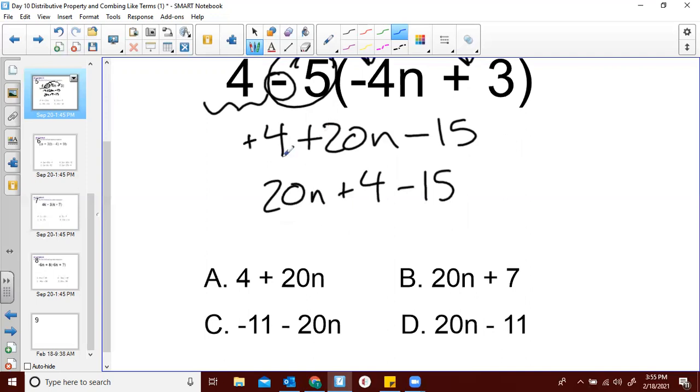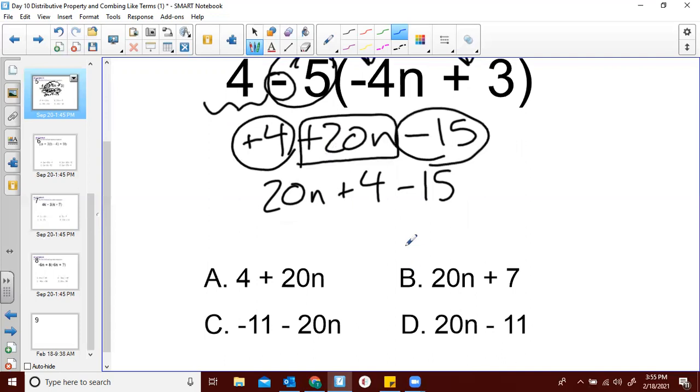Second step, combine like terms, look for our teams. So I know my constants have a team, and my n is all by itself, right? My 20n team. All right, and I just have this one little math problem to do. So my final answer is 20n minus 11.